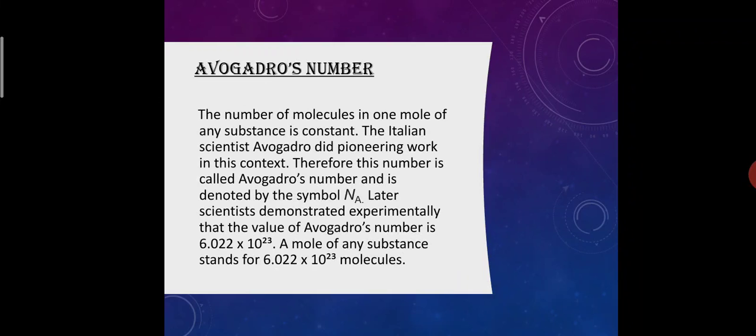A mole of any substance stands for 6.022 into 10 raised to 23 molecules. Just as a dozen has 12 items, a century has 100, or a gross has 144, a mole means 6.022 into 10 raised to 23. For example, a mole of water, that is 18 grams of water, contains 6.022 into 10 raised to 23 molecules of water.